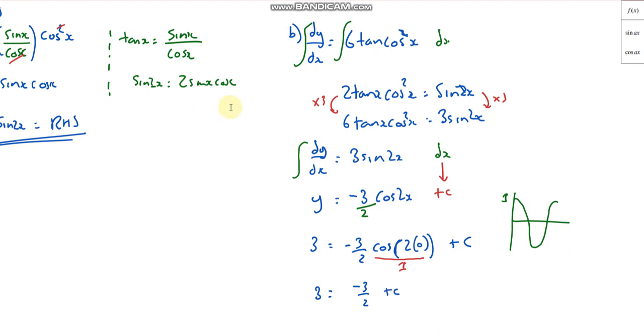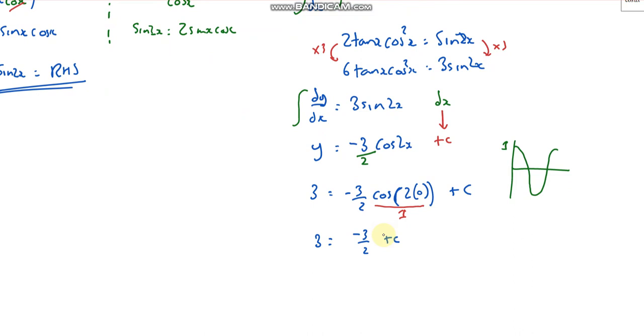Very good. And I think I'm just going to put this into halves. So I'm going to say that's 9 halves. Not 9 halves, sorry, that would be thirds. 6 halves. Negative 3 halves plus c. So that means that c has to be equal to 9 halves. So my final answer is going to be y is equal to negative 3 over 2 cos 2x plus 9 over 2. Nice little question.